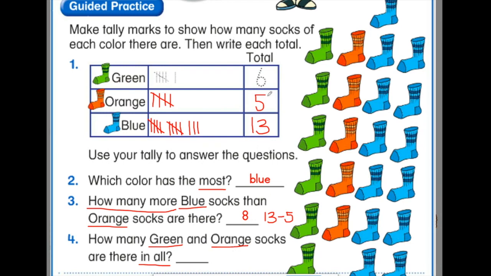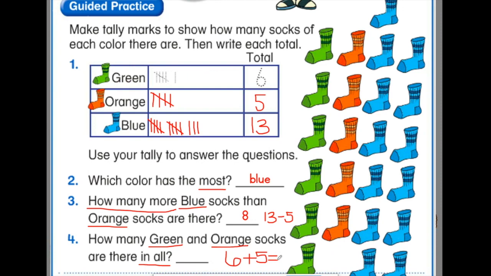Let's look back up at our tally chart to get our numbers. Let's look at the green first. The green, there is a total of 6. So I'm going to write down that number first. 6 green socks, and I want to add that to the orange socks so I can find out how many are in all. The orange socks, looking back up at my tally chart, there are 5. So what I need to do is add 6 plus 5 to get my answer for how many in all.